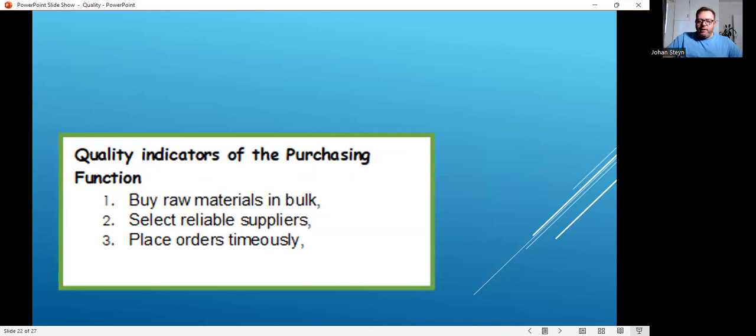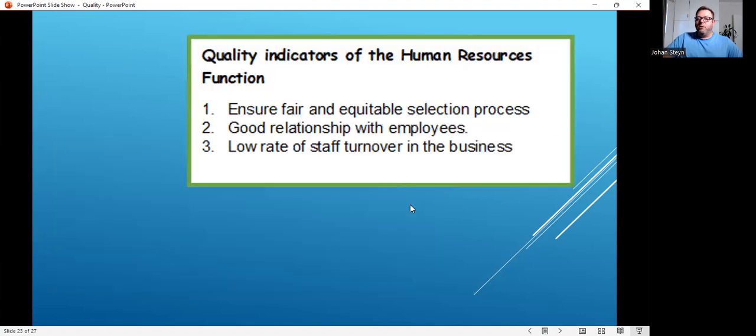So how do you indicate quality in the purchasing? They don't just buy the resources, they buy them in bulk. Why? Because it's cheaper. The business saves money. You don't buy from any random person. You buy from a reliable supplier that will not, 2 days before delivery is supposed to happen, say, sorry, we've run out. And then you have to tell the customers, sorry, we've run out. The purchasing department also orders their stuff way in advance so that you don't have to wait. There's no long waiting periods.